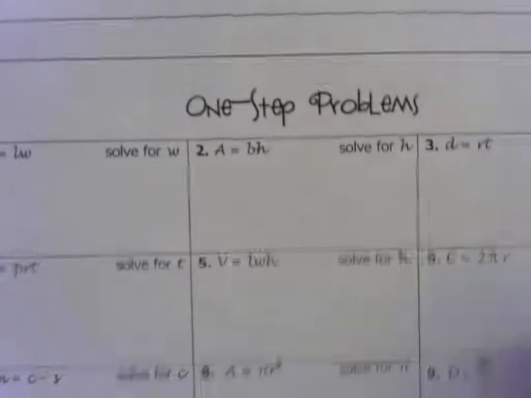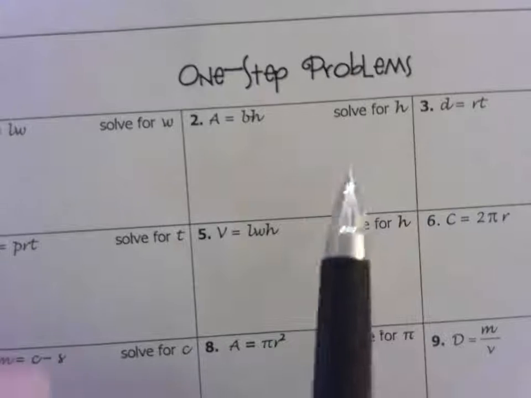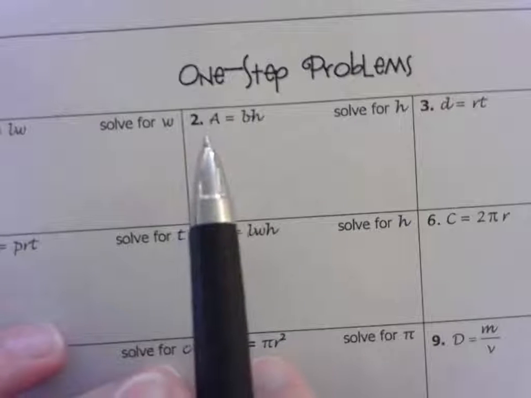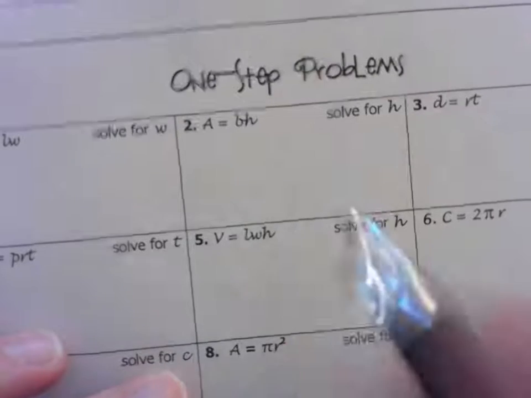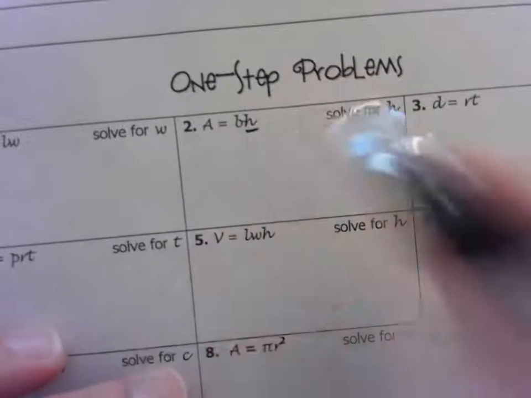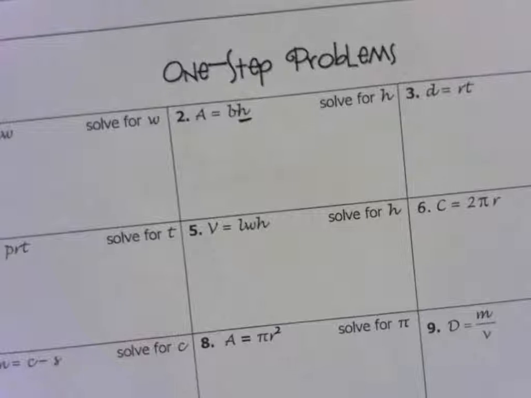Let's look at 2 down here. We're going to look at a couple of these. I have A equals BH, and I want to solve for H. Something that is helpful to me is I like to underline what variable they ask me to solve for. They will always say, solve for this variable. I like underlining that variable because that tells me what variable I need to get alone.